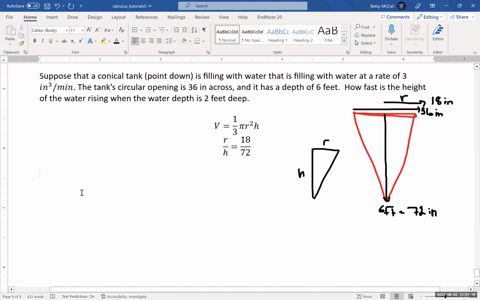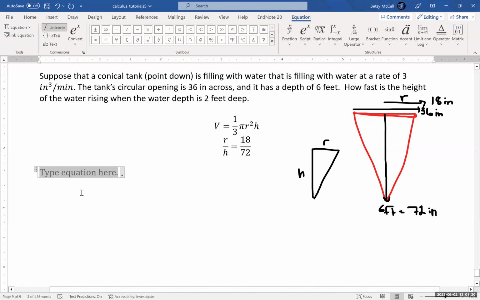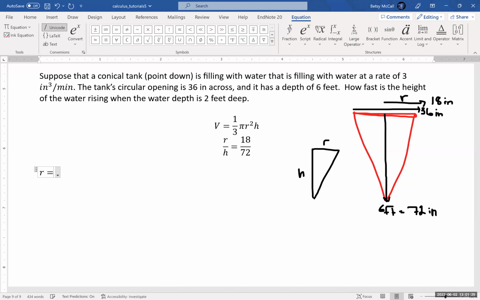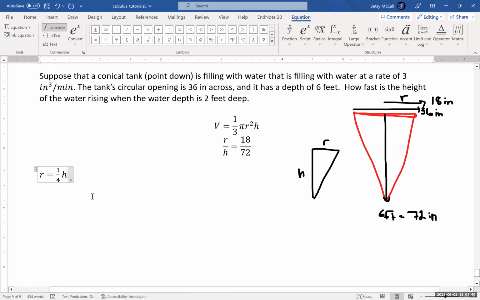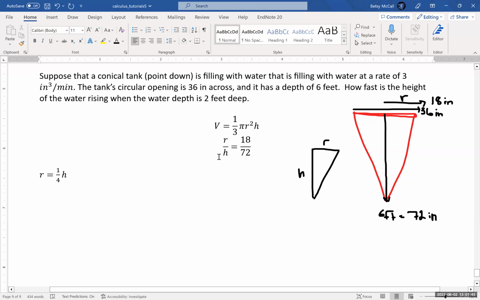So if I rearrange this, R is going to be equal to 18 over 72, which reduces to 1/4 H. So 18 over 72 is 1/4. Multiply by H, and I get R by itself.